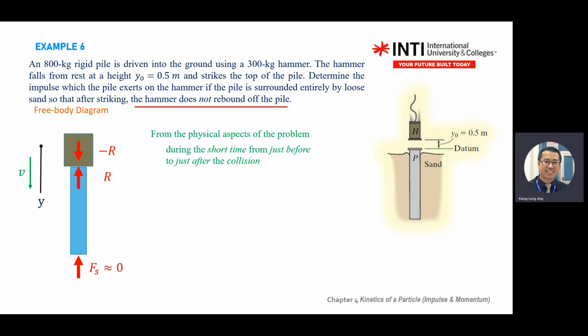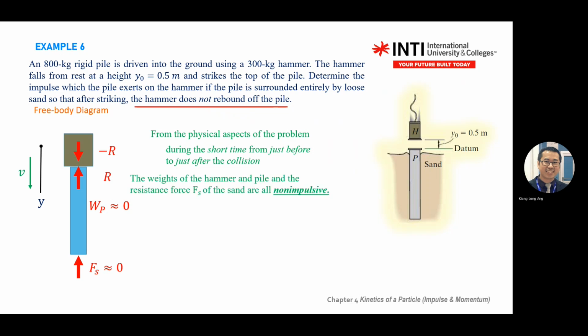So then the soil force is 0 because it says surrounded by loose sand. Loose sand means it can absorb all the force. Right? So no sand force here. And the weight of the pile also 0. Okay. Weight of the hammer and pile and the resistance force of the sand are all non-impulsive.